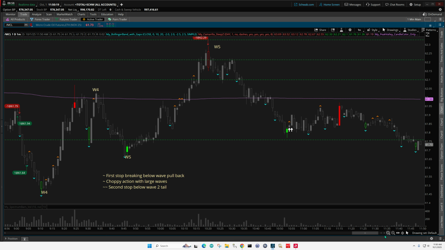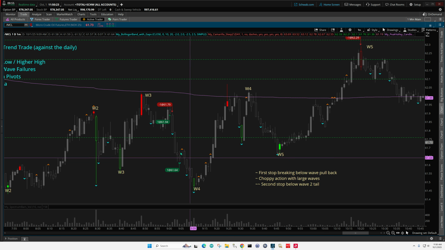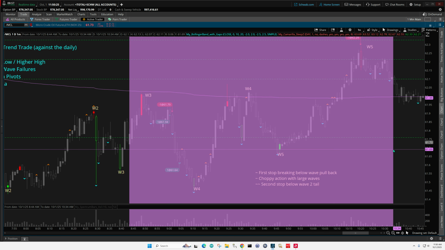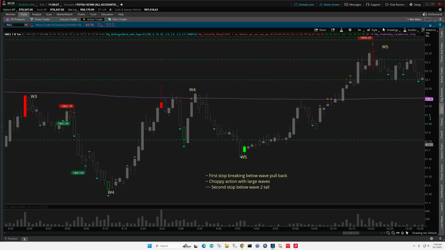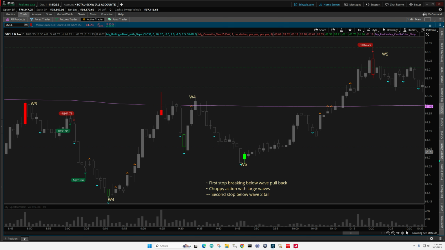So I'm going to zoom out and let's go to where I sold. I'll zoom in on all this. Pull this down. So you can see I sold at 62.29. That's actually the high tick of this candle. Why did I sell there at 62.29?